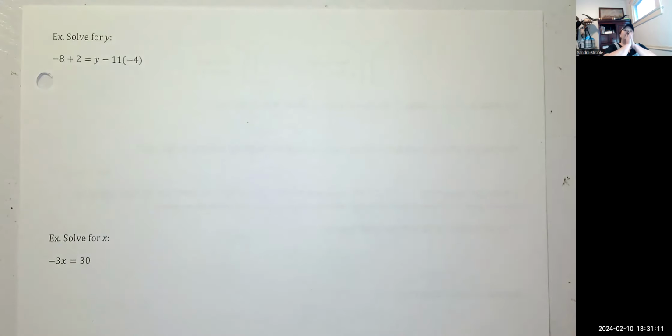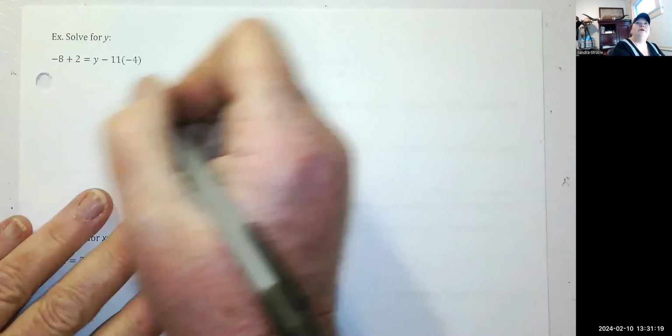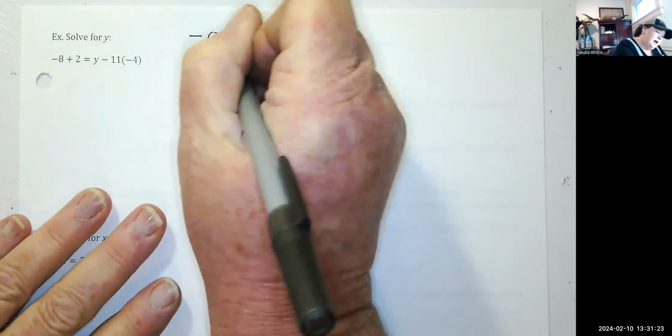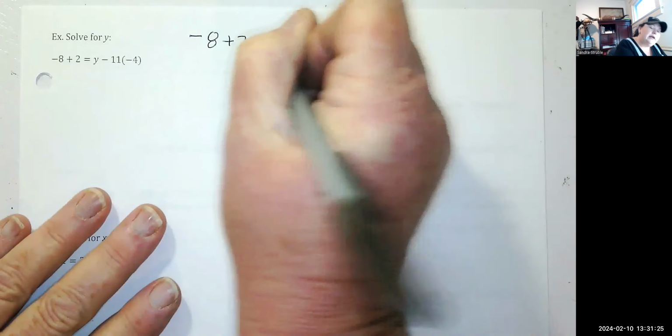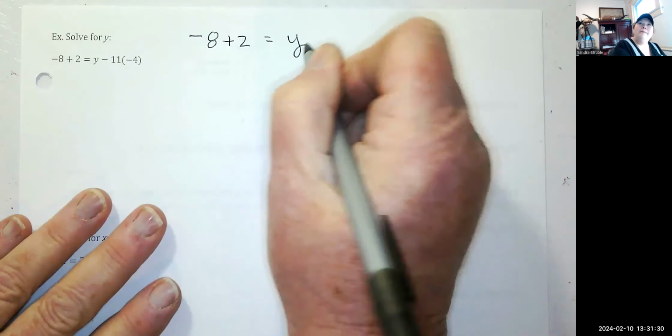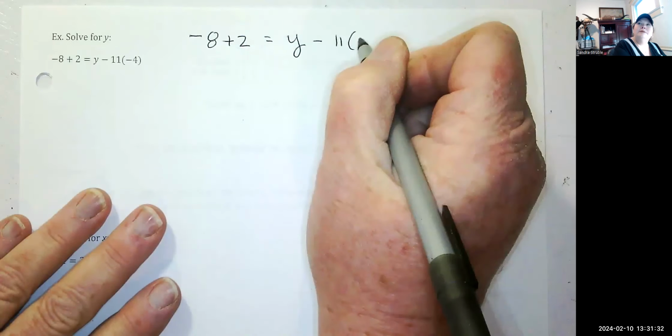All right, we got a lot to do here. It looks like we have a lot to do here. We really don't. So check this out. It looks kind of obnoxious, but it's not. -8 plus 2 is on one side. So we're just gonna combine those. And then on the other side, we have Y minus 11 times -4.